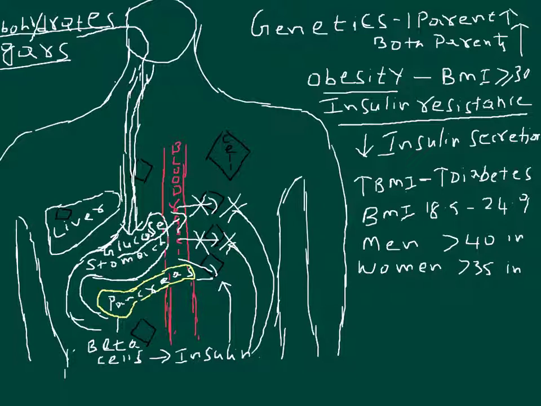In men, if the waist circumference is greater than 40 inches, then there is a higher risk of diabetes. In women, if the waist circumference is greater than 35 inches, then there is higher risk of diabetes. The diabetes prevention program showed that regular physical activity decreases the risk of diabetes. So, low physical activity has increased risk of diabetes.